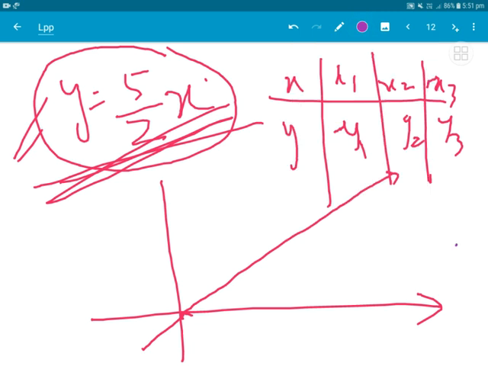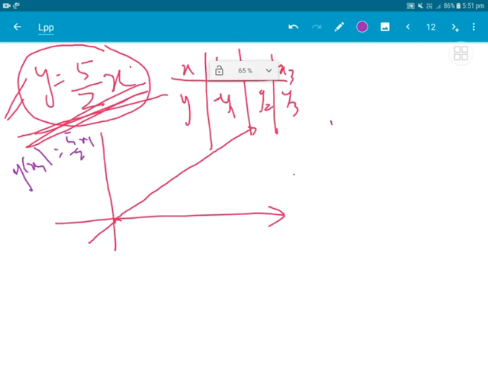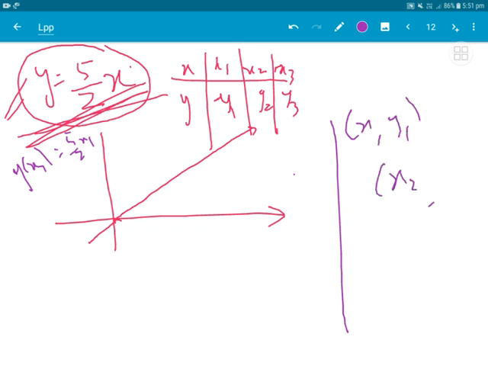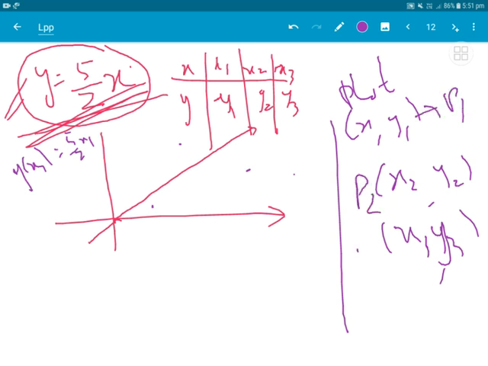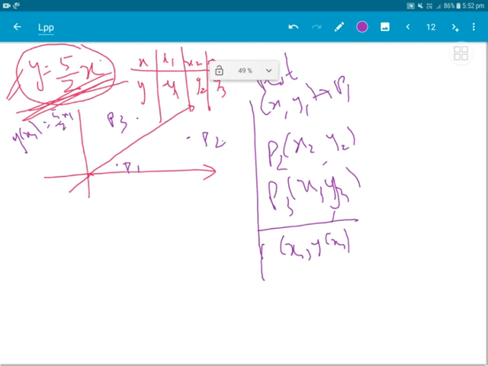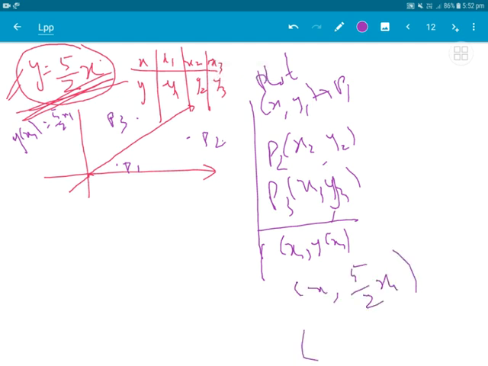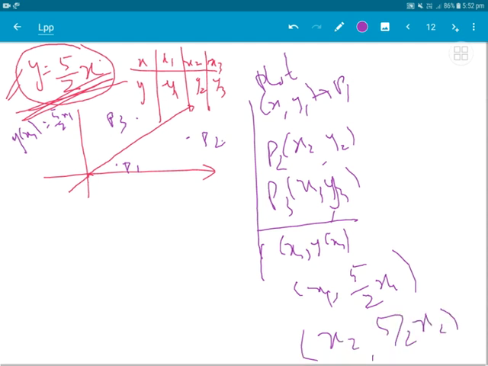Once we are done with this, we have to find y of x1, which will be 5 by 2 x1. You actually have to plot 6 points. Why 6 points? First plot x1, y1, x2, y2, x3, y3. I am naming them p1, p2, p3, drawing them arbitrarily, not according to the values in the example discussed. Then another 3 points you have to draw, 6 points in total: x1, y of x1, that is x1, 5 by 2 x1, then x2, 5 by 2 x2, then x3, 5 by 2 x3.